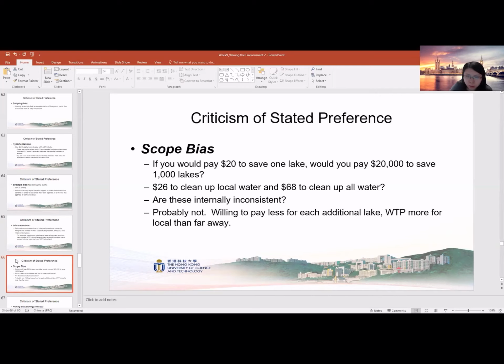Another bias is what we call a scope bias. If you would pay $20 to save 1 lake, would you pay 20,000 to save 1,000 lakes? Or if the question is about saving 1 panda, can these numbers add up to all the panda population? How would you frame the question? So if you're asking people how much they're willing to pay to save 1 panda, my sense is that in general you won't be able to aggregate it up. The total amount people are willing to pay to save 1,000 pandas does not necessarily equal 1,000 times the money they're willing to pay to save 1 panda.